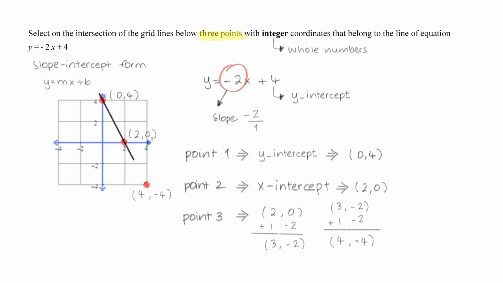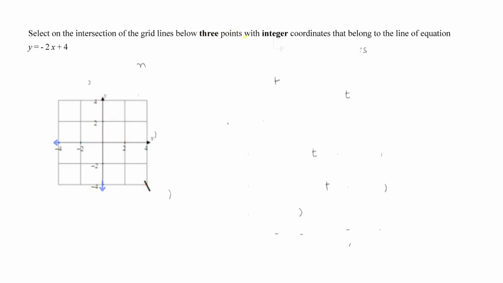Notice how they form a perfect diagonal line leaning to the left? That's because the slope is negative, negative 2.